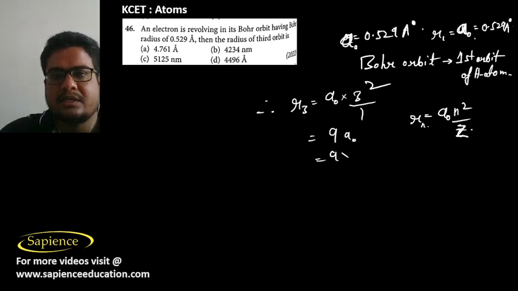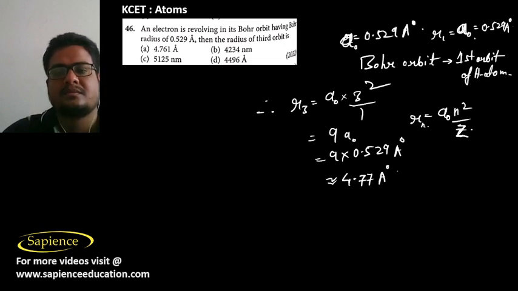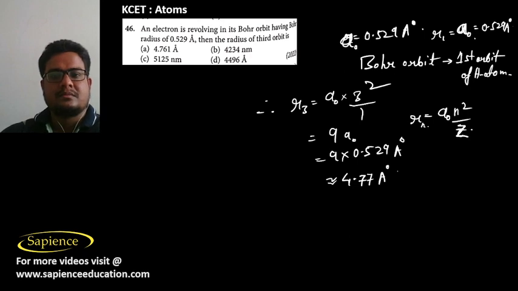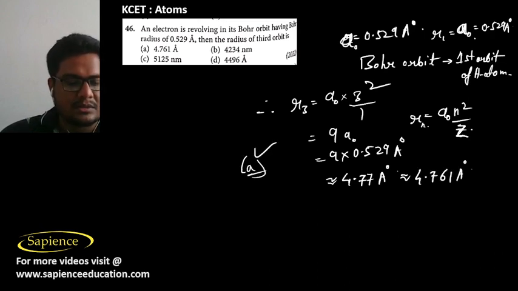That is equal to 9 into 0.529 angstrom, that is approximately equal to 4.77 angstrom approx. So which is approximately 4.761 angstrom also, I can say. So option A is the correct answer.